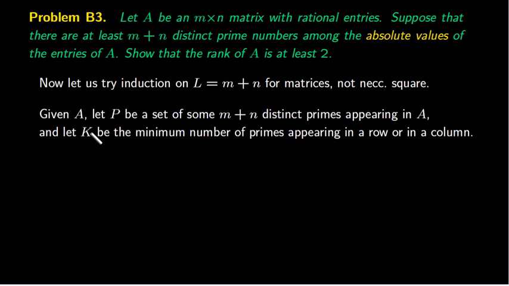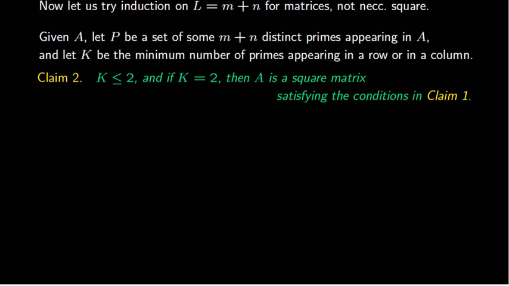The k is the minimum number of primes appearing in a row or in a column. So you look at all the rows and all the columns, and look for the minimum number of primes appearing in there. Of course, because of the reduction process, the idea is removing the rows and columns, and we want to keep that under control, not removing too many, so that we can have the right number of distinct primes still sitting in that smaller matrix. So here's what I discovered. It wasn't too bad. The minimum number should be less than or equal to 2.